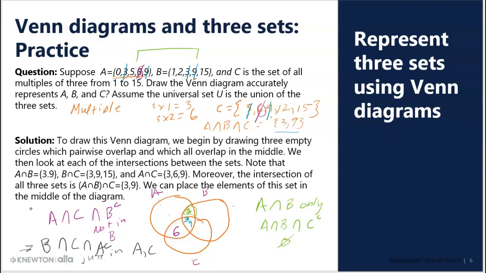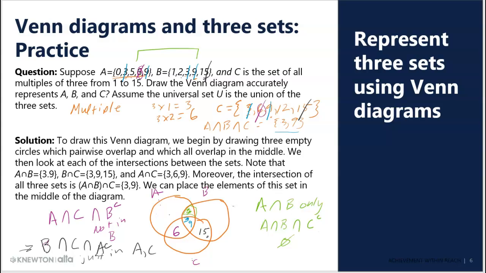So there's no 1. There's no 2 in C. There is a 15. B intersects C has a 15. And this space right here is B intersects C, so I write a 15 there, and I cross it out of both sets. Now what is left is the things just in A.